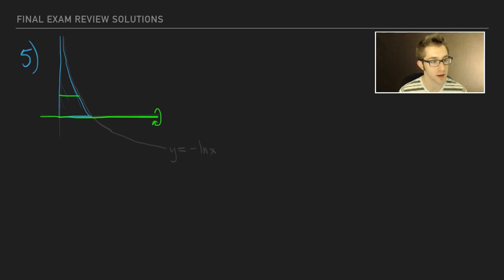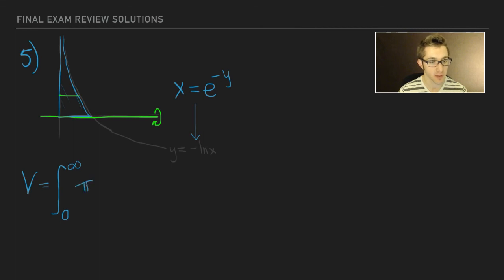To do that, I'm going to rewrite this equation as x in terms of y again. So I get x equals e to the negative y. That describes this curve as a function of y. The volume then is an integral with respect to y. I'm starting at y equals 0, which is the x-axis, and I'm going to infinity vertically. So I'm going from 0 to infinity.